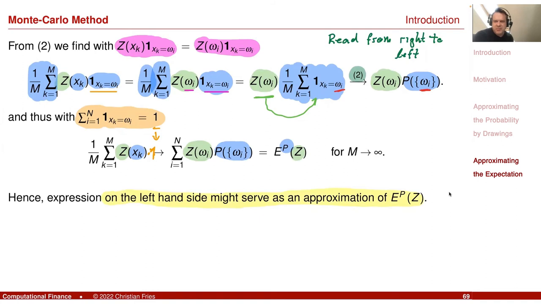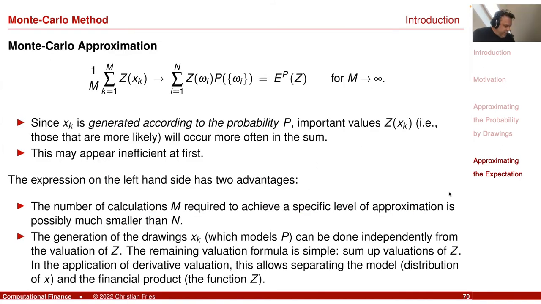Is this useful? Okay, so in this form here, you take the sum over all events. Here I take the sum over m elements from my sequence. Now, this here is the exact expectation. This here is just converging to it. So this is now our Monte Carlo approximation. The left-hand side is our Monte Carlo approximation.